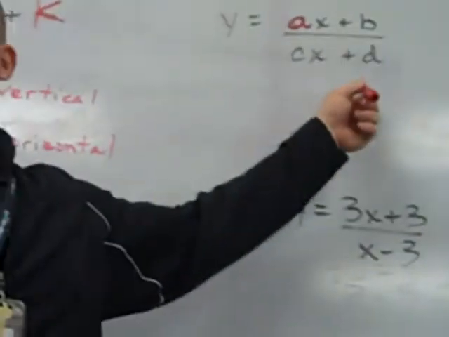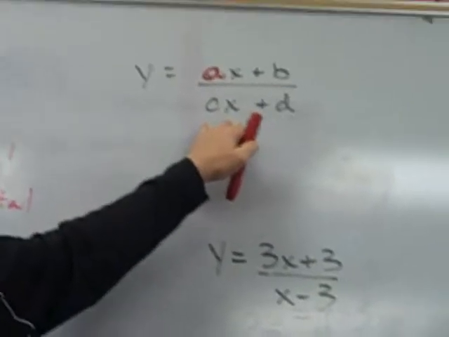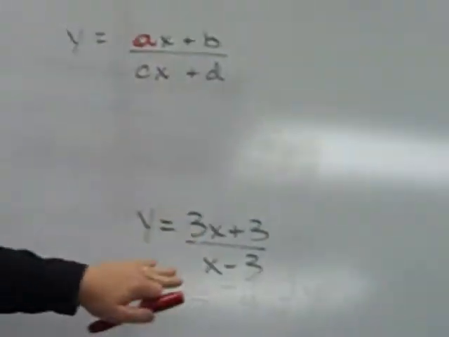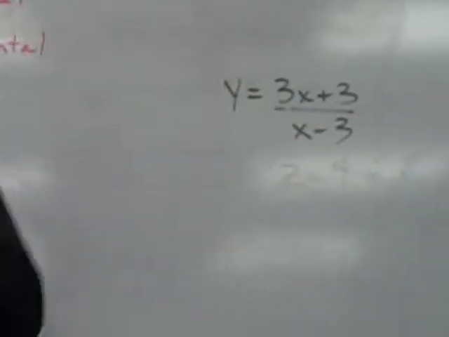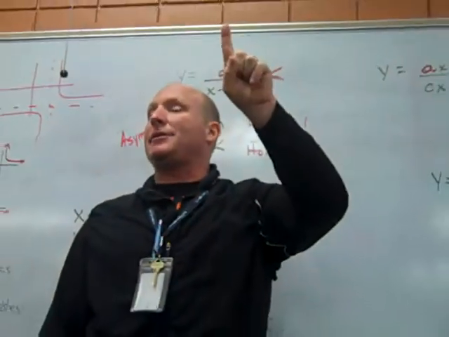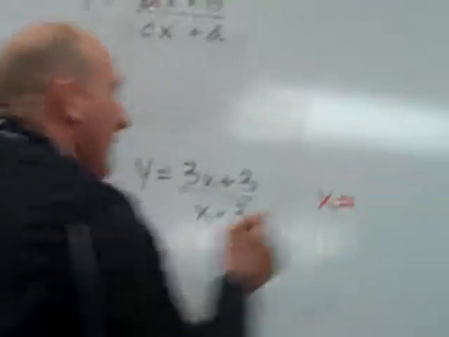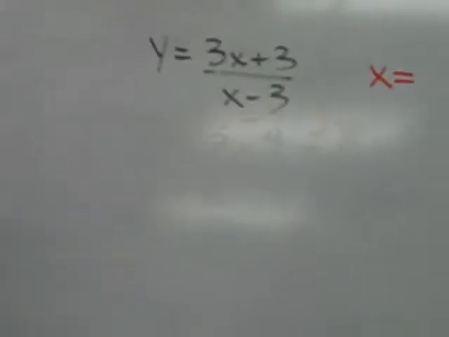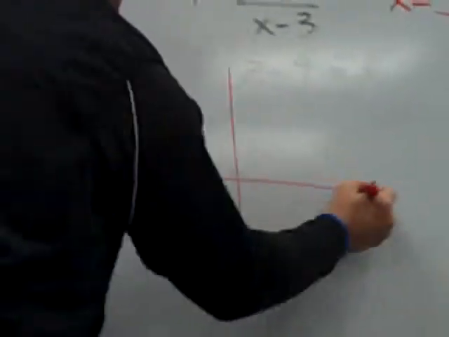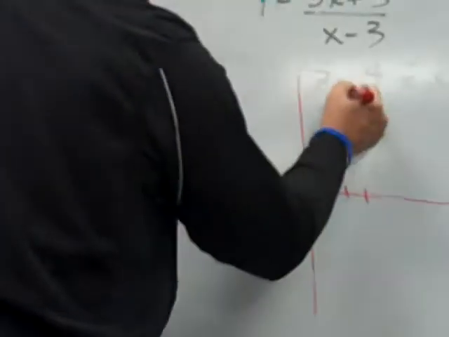Here's the page format. 3x plus 3. Number 1, let's start with the vertical asymptote. What causes us to have a 0 denominator? 3. There is my vertical asymptote. So I have a vertical asymptote at 3. I've drawn it.